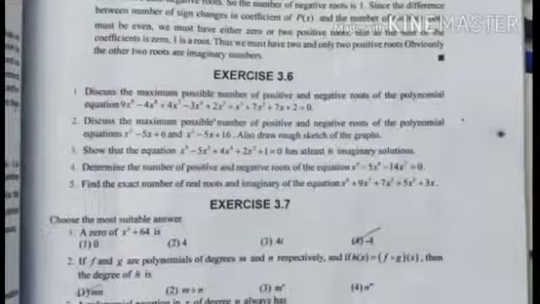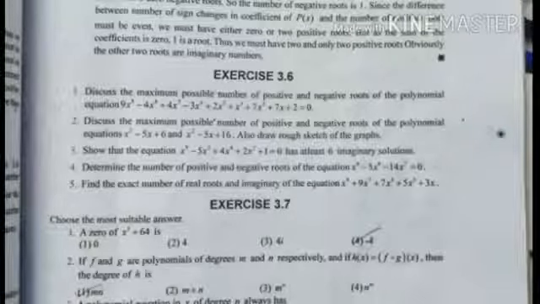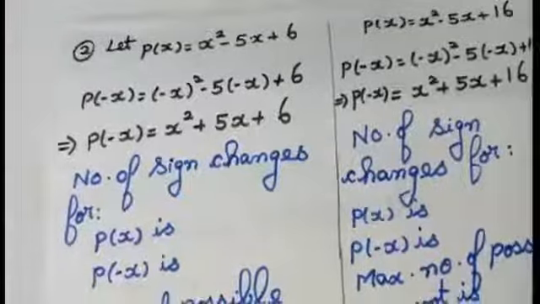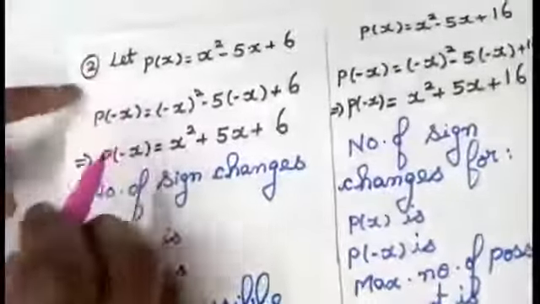Exercise 3.6, second sum. Discuss the maximum possible number of positive and negative roots of the following equations: x square minus 5x plus 6 and x square minus 5x plus 16. And also they are asking you to draw a rough sketch of the graph. Exercise 3.6, second sum, students.